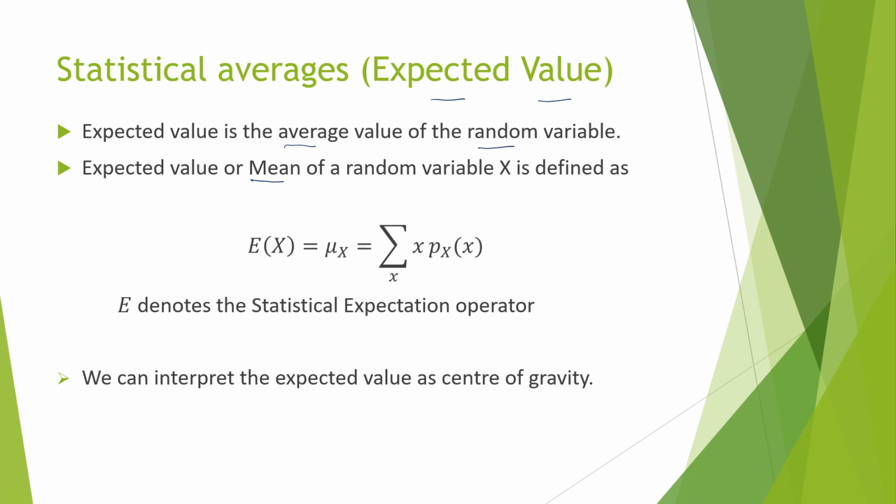Now how do we define the mean value or expected value? The expected value E[X], where E stands for expectation of random variable X, is equal to mu_X, that is the mean of the random variable X, and is given as sigma x times P_X(x). That is the summation of all product terms formed by the random variable x with its PMF. So this is the definition of expectation value or expected value or mean value. And we can also interpret the expected value as the center of gravity.